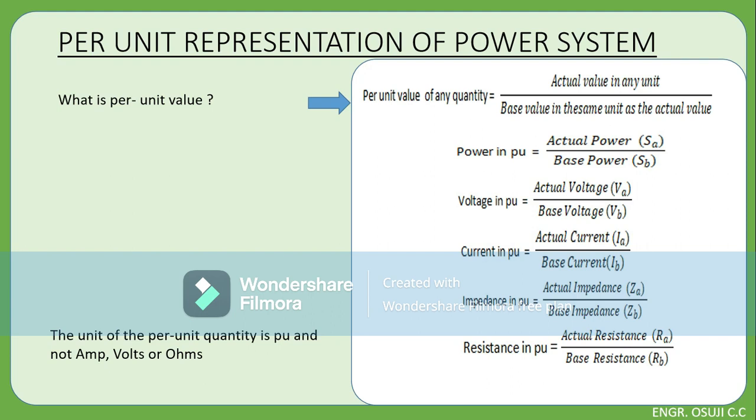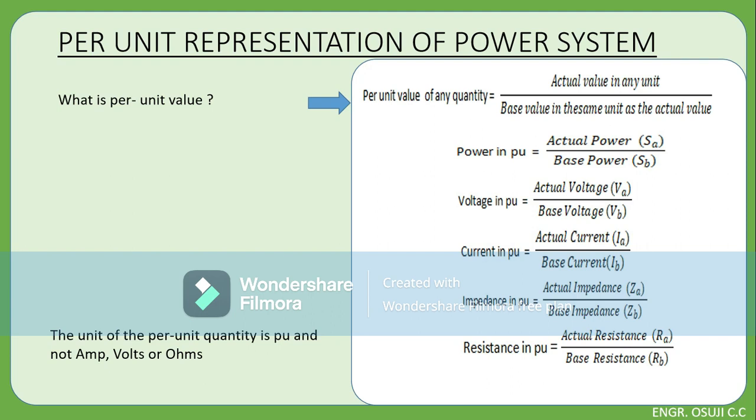Now, if we look at this, it is very important for you to note here. If we are considering, take for instance, the actual current, you know current is measured in amps. Then it means the actual value will be in amps and the base value will also be in amps. So you see, if we are comparing these two, the ampere units will cancel themselves, and when they cancel themselves, we'll be left with no unit. That is to say that per unit value actually has no unit. The unit of per unit value is actually per unit.